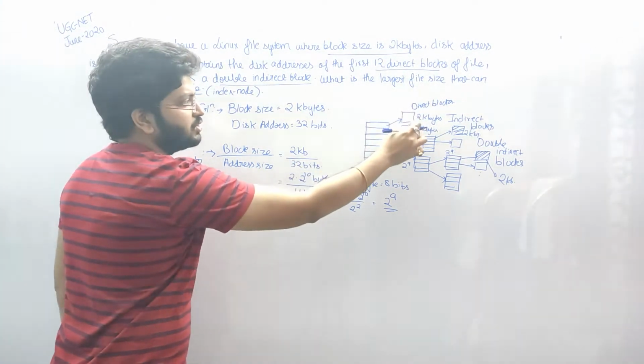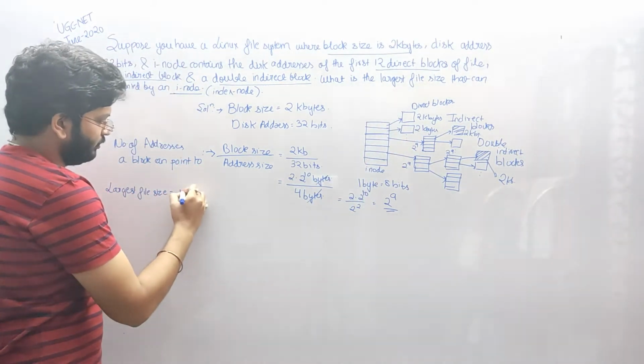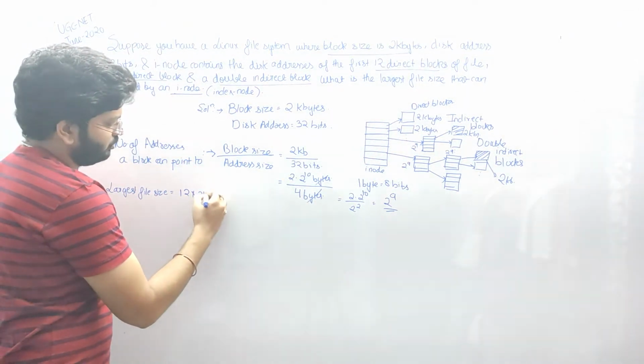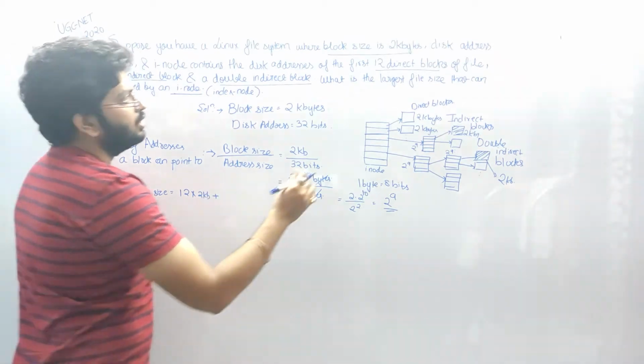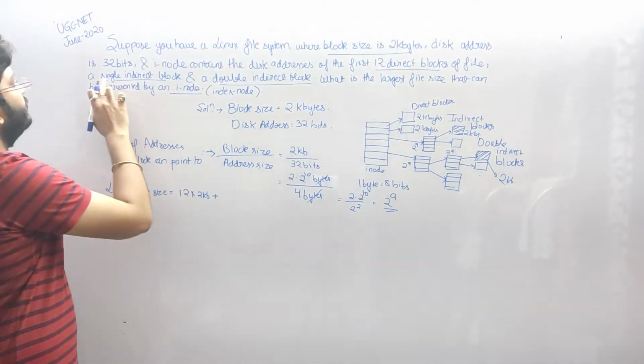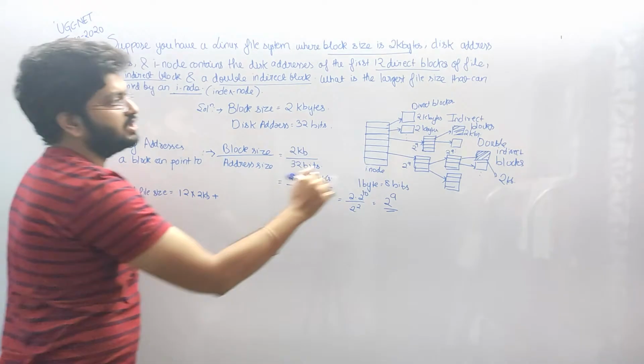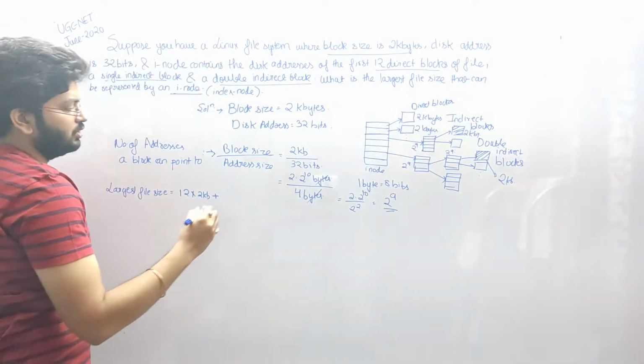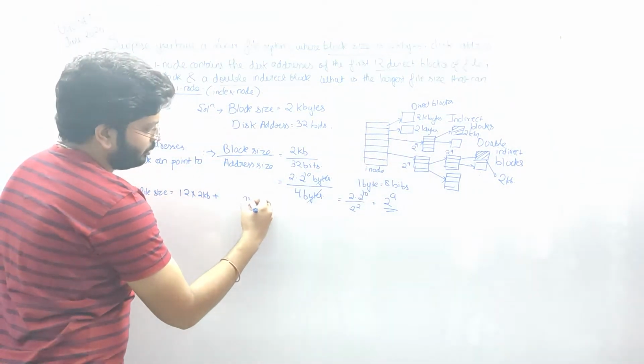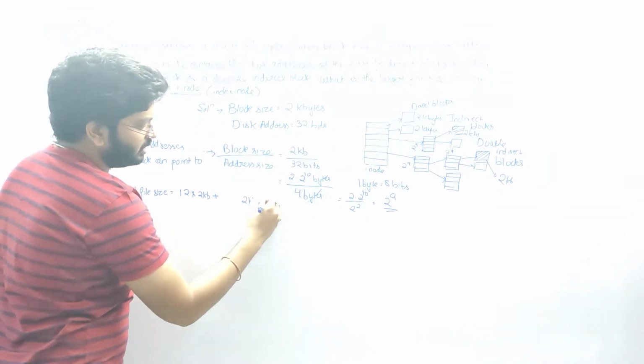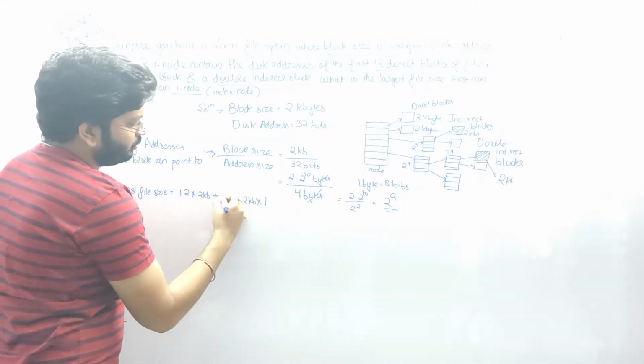So 12 into 2 kilobytes, plus I have a single indirect block. Only single. So it will be 2 kilobytes into 1 single, and here I have to multiply 2 power 9.